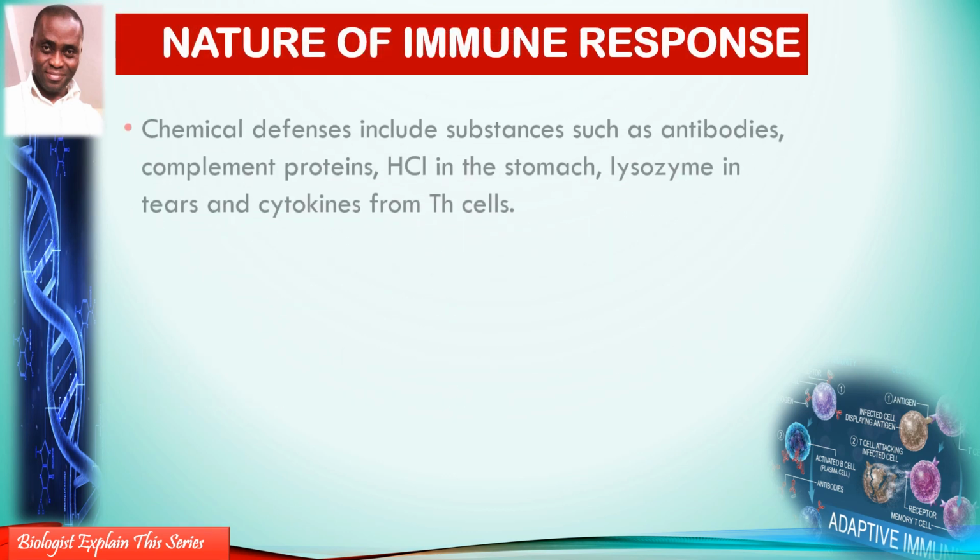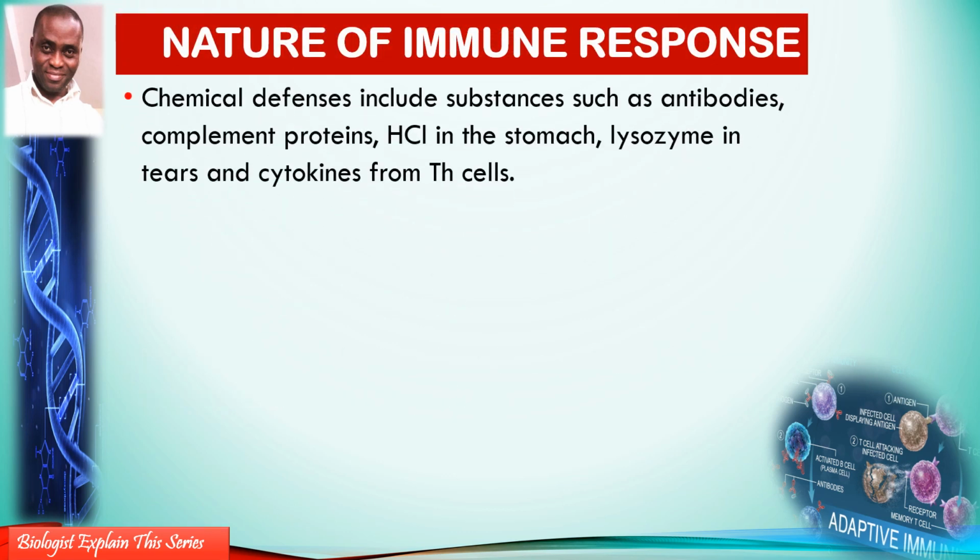Still on the nature of the immune response, you've got chemicals. Chemical defenses involve a variety of chemicals. You've got complement proteins, which label an enemy cell as a target for destruction by macrophages. And then you've got HCl. The pH of HCl is 2.2. That hydrolyzes and kills some bacteria in cells, and it makes the environment favorable for the protein enzymes pepsin and renin to function.